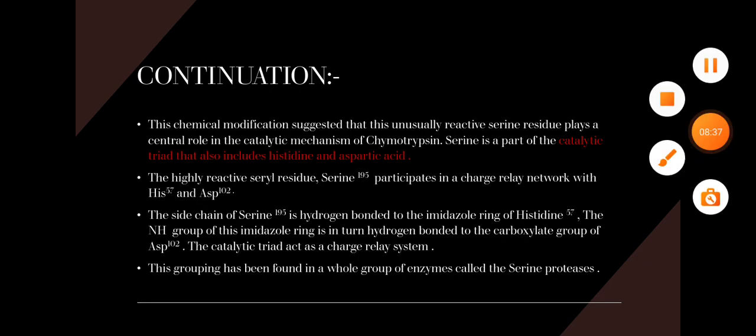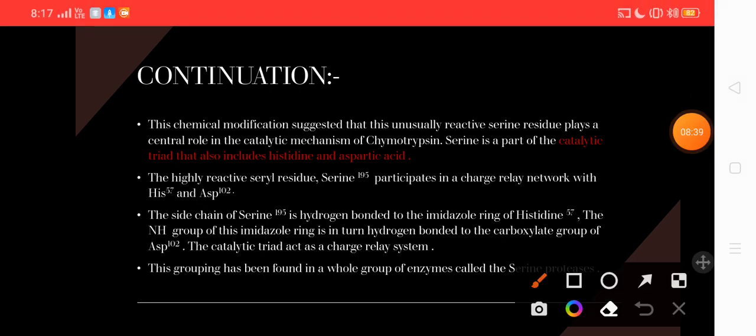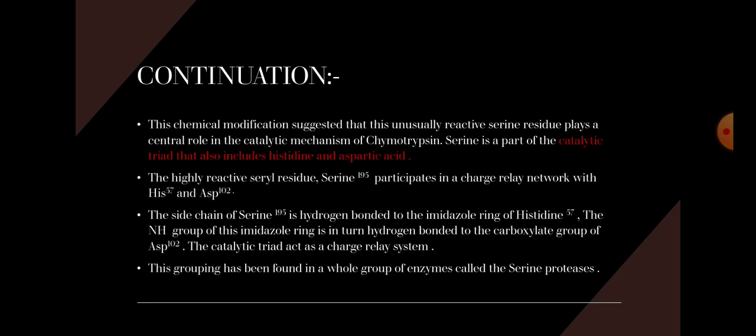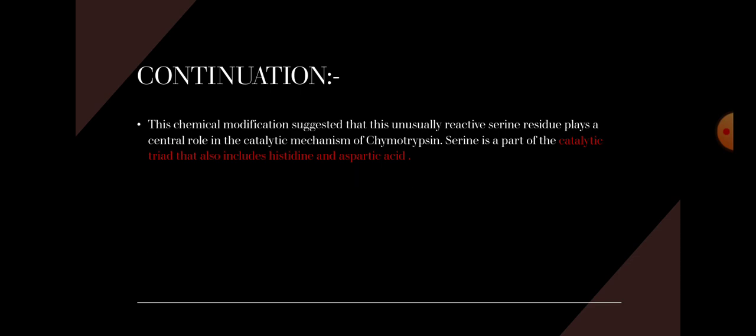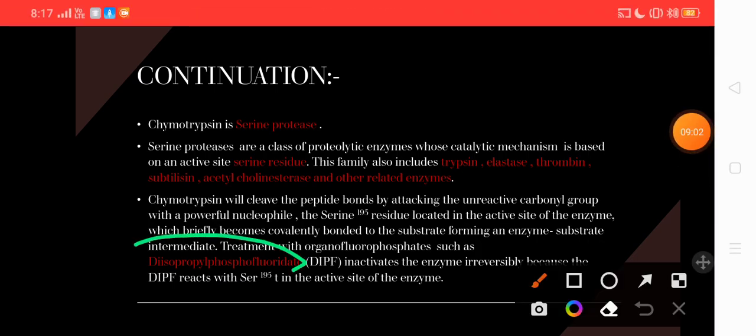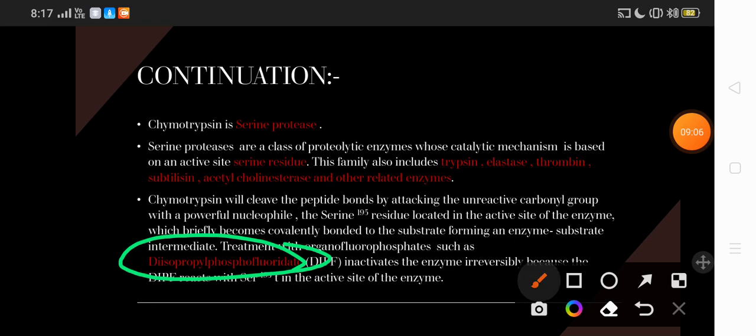So here another important MCQ is the name of the organofluorophosphate which can be used to block the activity of chymotrypsin, that is diisopropyl fluorophosphate, right? Sorry, diisopropyl phosphofluoridate. So that is the idea of how chymotrypsin works. That is this one, diisopropyl phosphofluoridate. So that is the idea of how our chymotrypsin works.